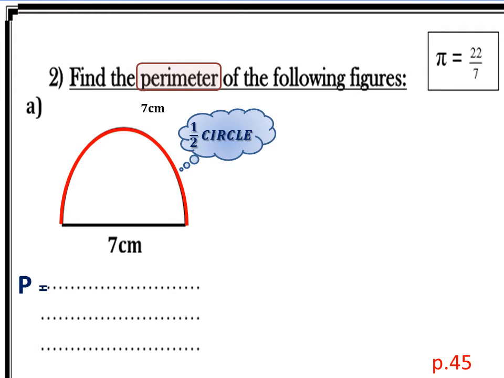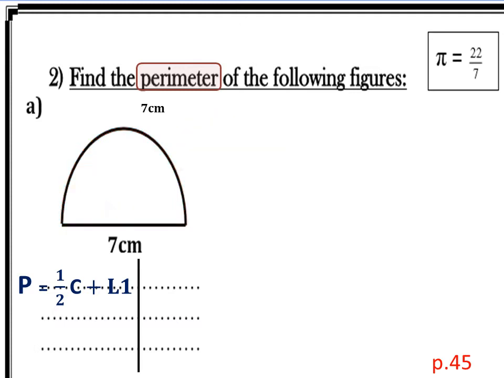So P, the perimeter, equals half the circumference, which is half the circle, this curve, plus line 1. Where is line 1? Here, this 7 centimeters, we are going to call it line 1. If we have more than one line, we are going to say line 1, line 2, line 3, and so on. So the perimeter will be half the circle, the curve, plus line 1, plus this line.